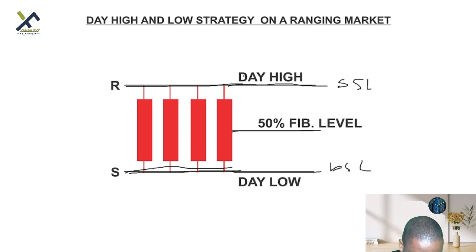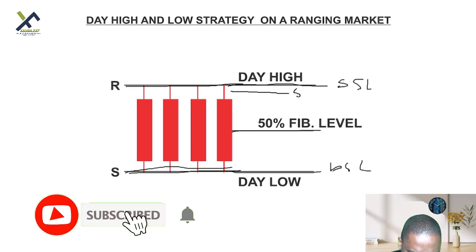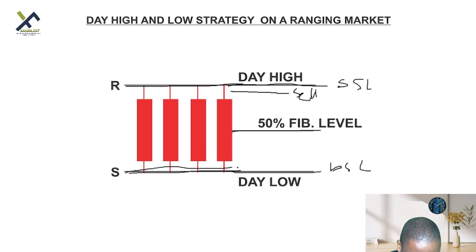So where should my entry be? I will place my sell entry here, a little bit lower than the day high. This is where I will put my sell entry. On the buy entry, I will put it a little bit above the day low. This is where my buy entry becomes. Now if I place my buy entry, where should be my take profit?